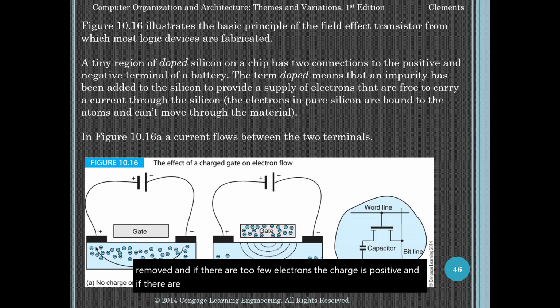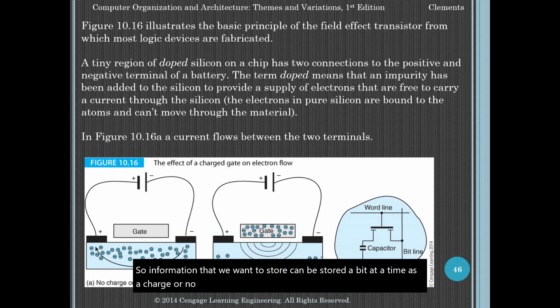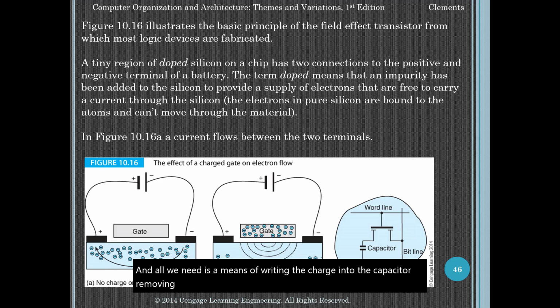is negative. So information that we want to store can be stored a bit at a time as a charge or no charge on a tiny capacitor. And all we need is a means of writing the charge into the capacitor, removing it, and then detecting its presence or absence. And so that is how DRAM works.